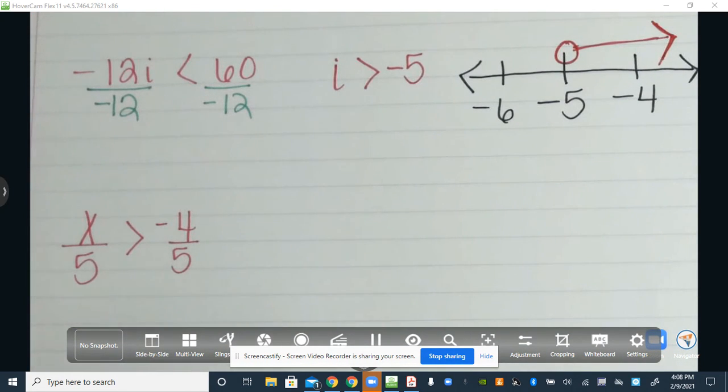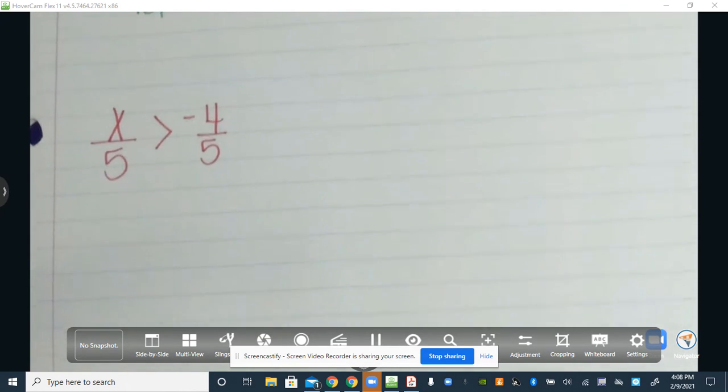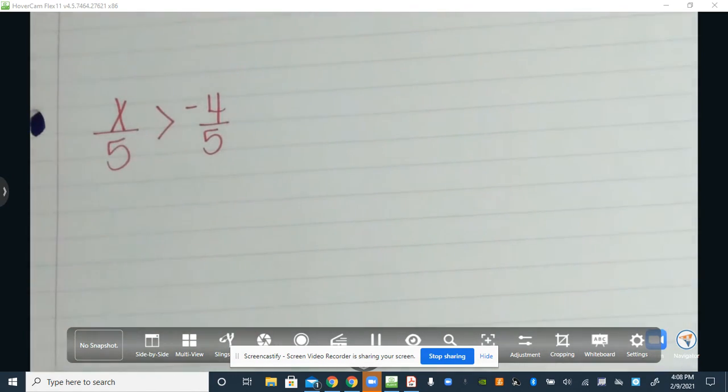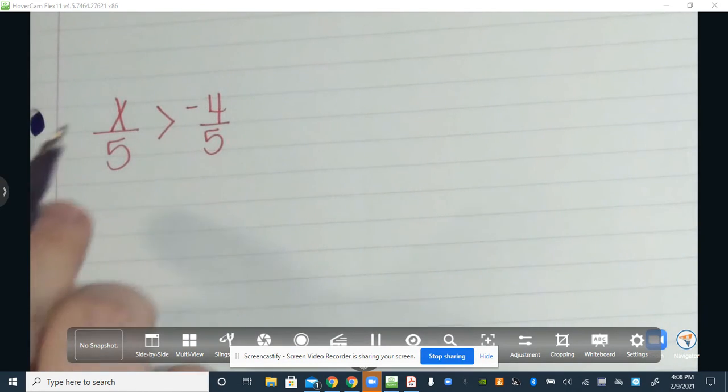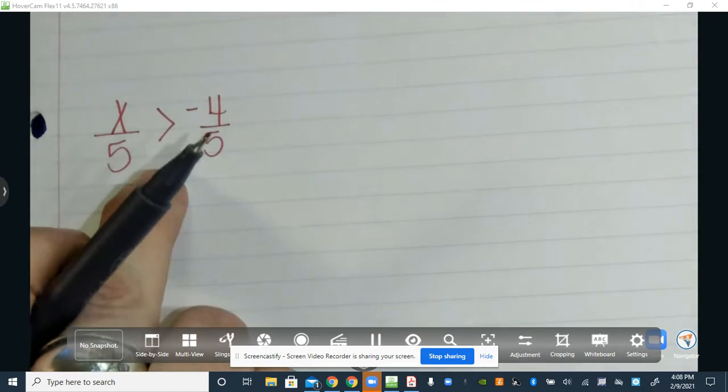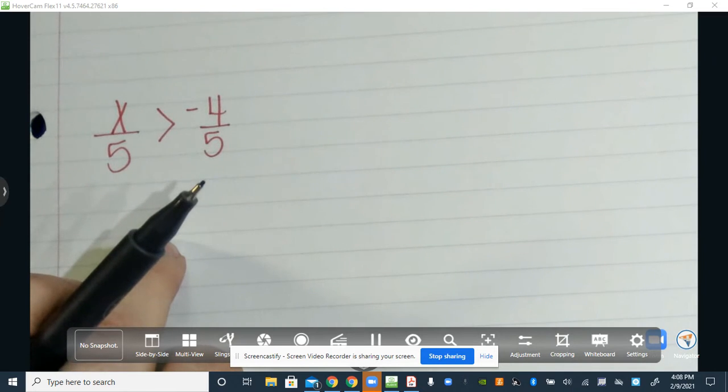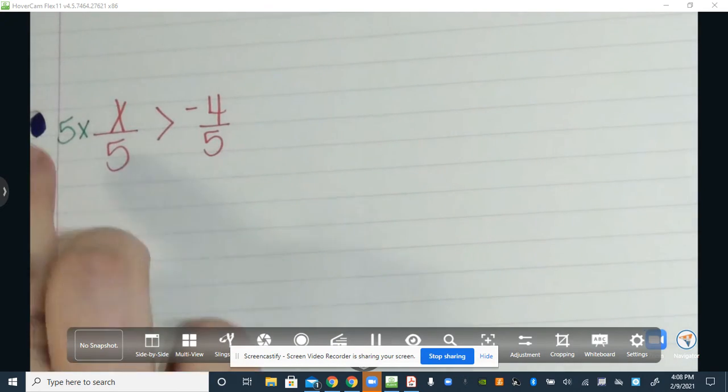All right. And my last one that I'm going to do does not have a negative. So we're going to watch this because it has a fraction. That's why I wanted to show you this one. So x divided by 5 is greater than negative 4/5. So I need to get rid of this dividing by 5. So I multiply by 5. And when I multiply by 5 on this side, I multiply by 5 on this side.